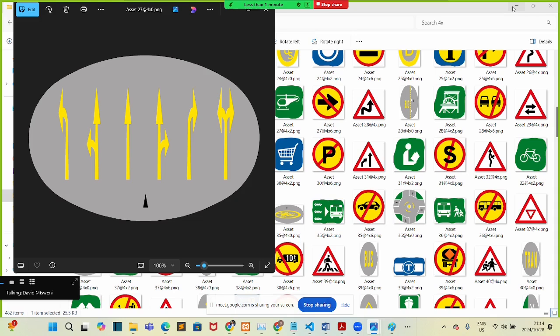Now, can I change lanes there? This is a rule of the road question, though. Can I change lanes when I see these arrows? No. All right.